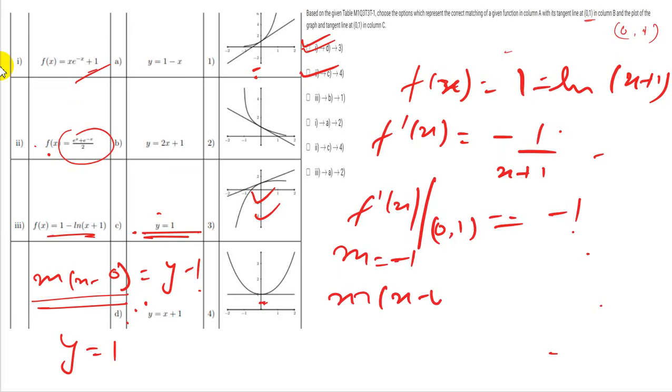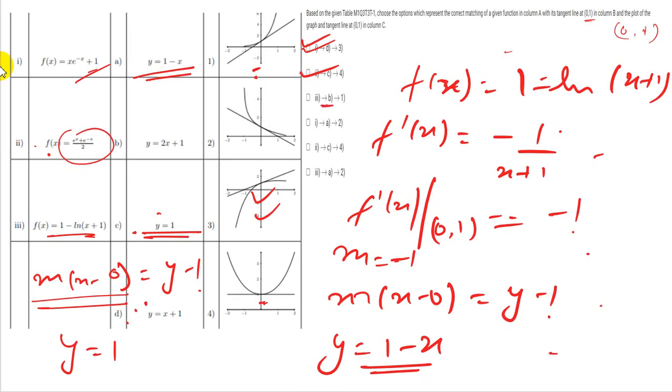m(x - 0) = y - 1. So y = 1 - x. 1 - x we are having here. So okay, and 1 - ln(x + 1). So let us first check the options. Okay, 3 is associated with a. 3 is associated here with b, which is wrong. 3 is associated with a and the graph is 2. Since this option can only be correct, so I think yes, this is the correct option, because the graph also matches.